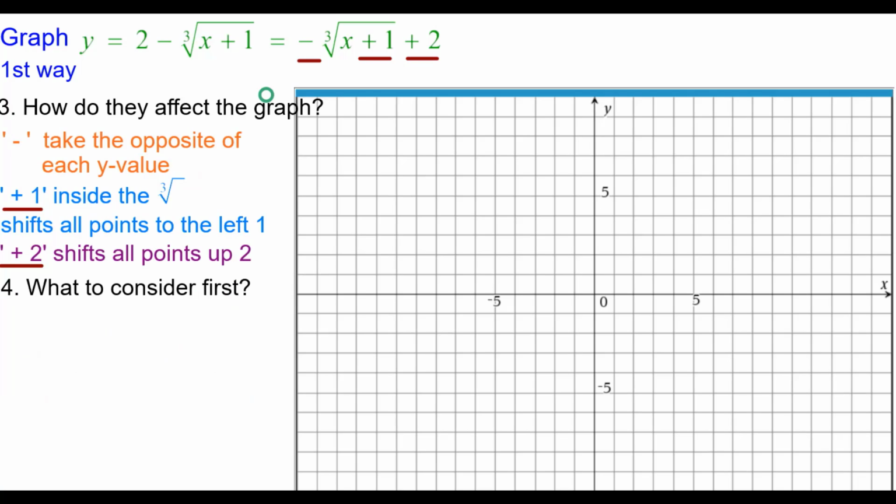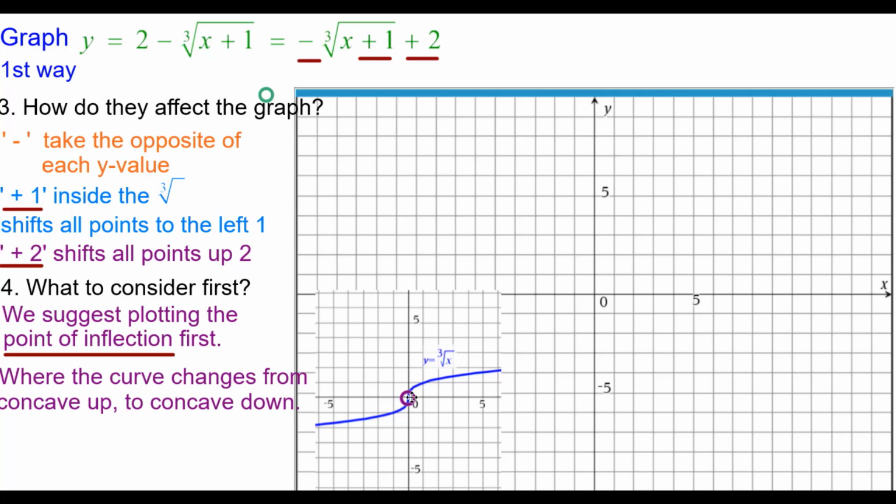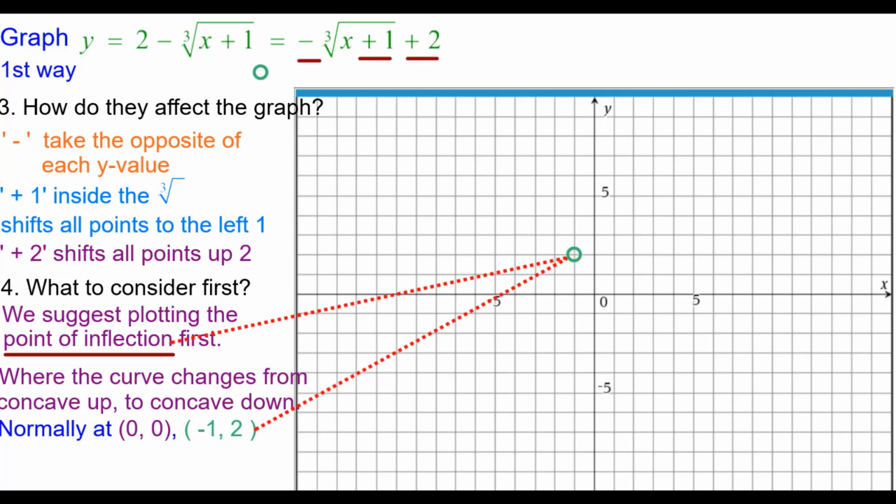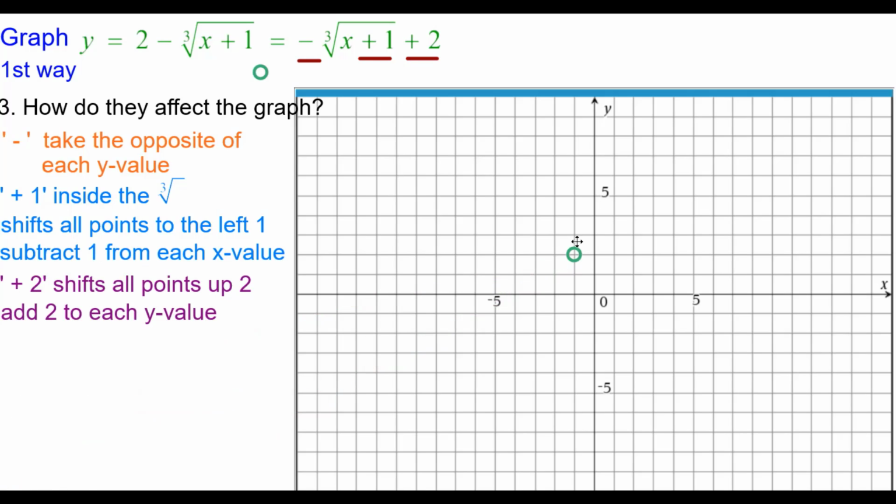So what should we consider first with all those? We suggest plotting the point of inflection first. Normally the point of inflection is right here at the origin on the cube root parent function, and that's where the curve changes from concave up, a smile, to concave down, a frown. That's called a point of inflection. So normally at the origin, but for our case, it's going to be shifted to the left 1, negative 1. Taking the opposite of 0 doesn't help, but shifting up 2 does. So at negative 1, 2 is where our point of inflection will be, and we're going to plot all our points relative to that point of inflection.